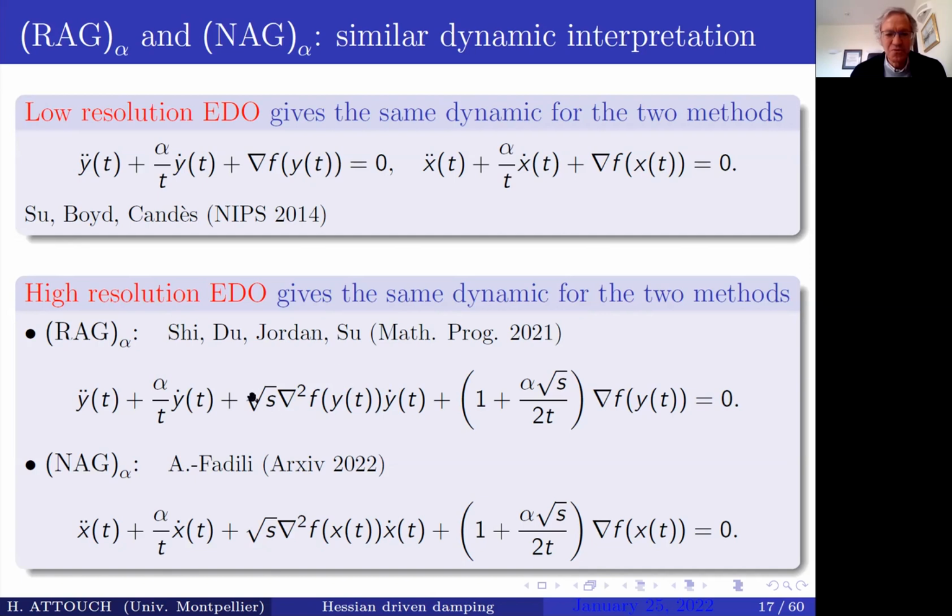In fact, when we do the high resolution ODE of Nesterov and Ravine, you make appear an additional term, which is the damping governed by deviation. If you forget about this term, you have the Boyd-Candès plus some correcting term, but this is not really significant. What's very important is you make appear deviation in both, and this is the same equation. So a high resolution of the two methods gives the same dynamics.